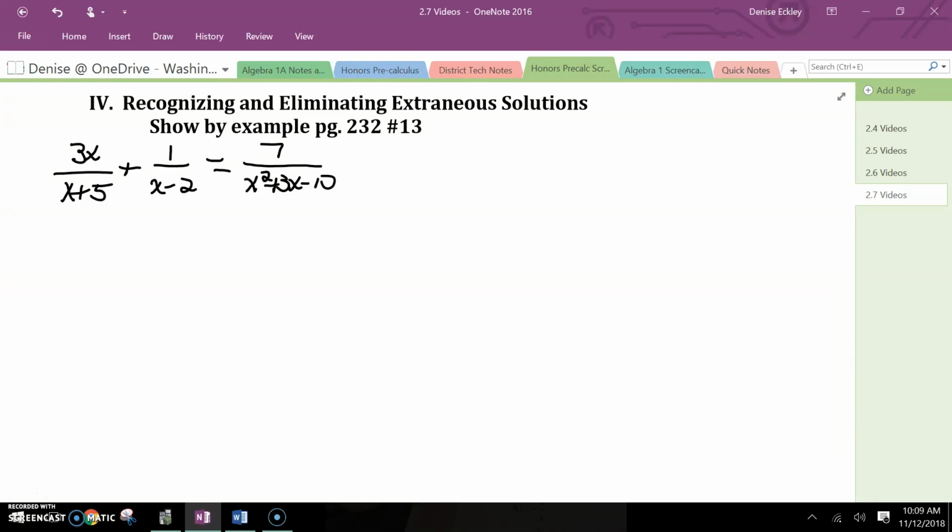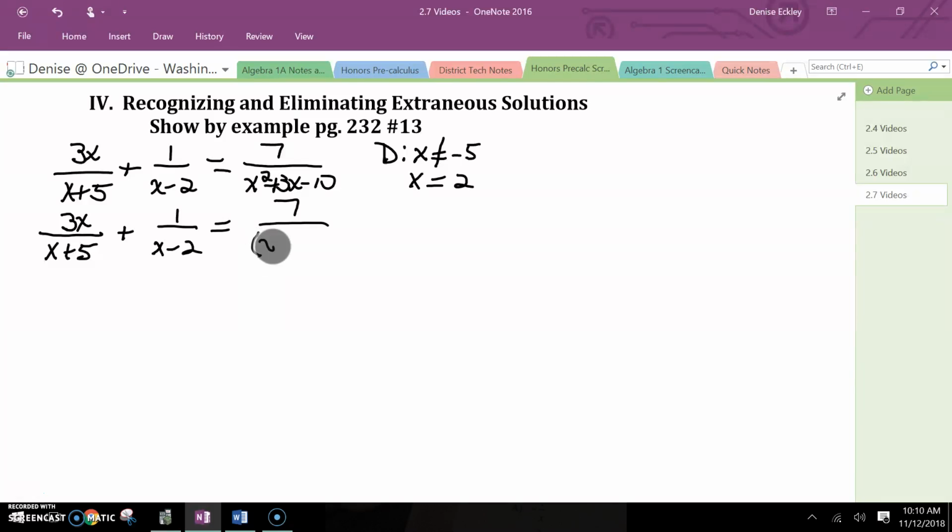Now to begin this, we can already see that what has to be excluded from the domain is x equals negative 5 and x equals 2. Now, in order to find a common denominator, we have to first factor the quadratic, because common denominators come from factors of all the denominators. And the nice thing for this problem is that our quadratic factors into x plus 5 times x minus 2. So our common denominator is going to be x plus 5 times x minus 2.